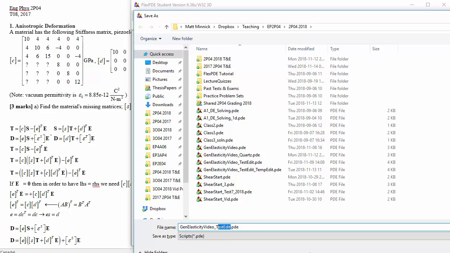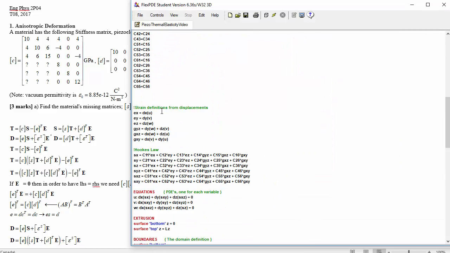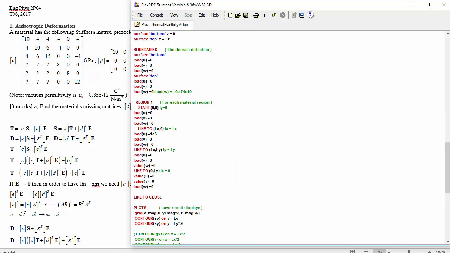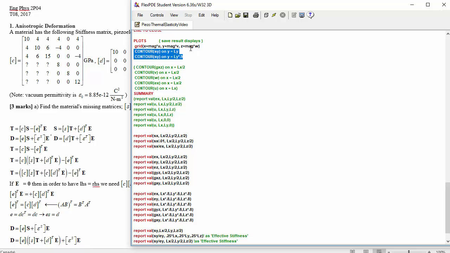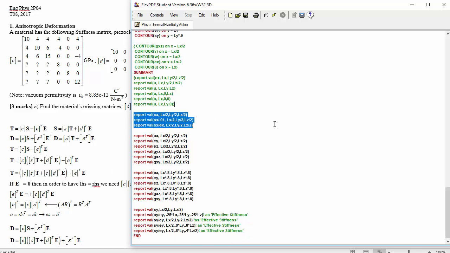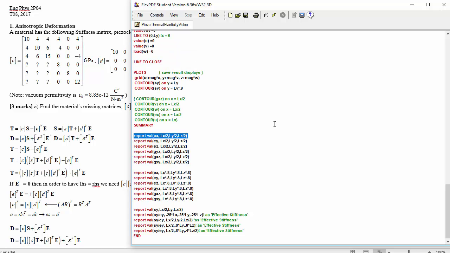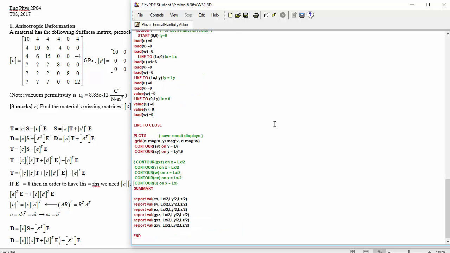So maybe we'll call this piezothermal elasticity video. Okay, and next. So that is the new material that we have here, and we've got some boundary conditions on the thing, and we are going to be outputting some contour plots, and we've got some stress reports. We're not going to need any of that. This conveniently already has a strain reported at the center, so we'll keep that, and we'll get rid of the rest of this.